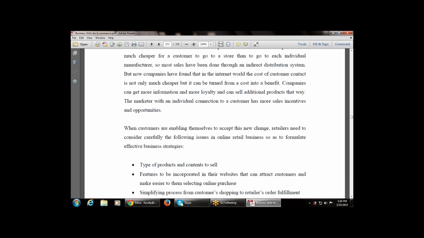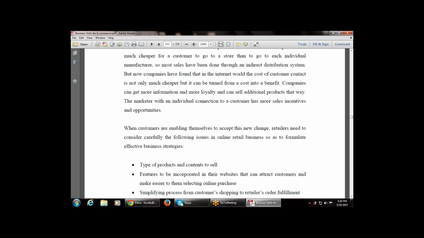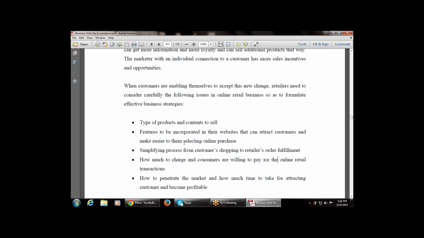This is the first part, an introduction to e-commerce and the retail industry, that is, how e-commerce is related to the retail industry. Nowadays retailing is also done with the help of the web, that is, e-retailing. So these are the various issues that must be taken care of by the retail business while doing online retail business.